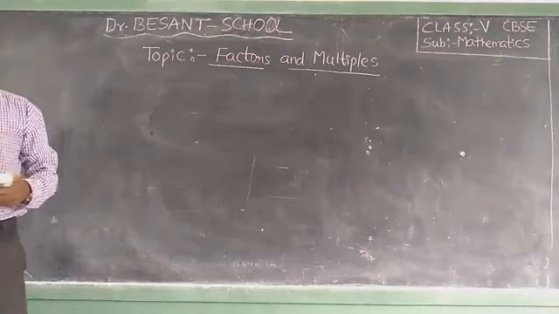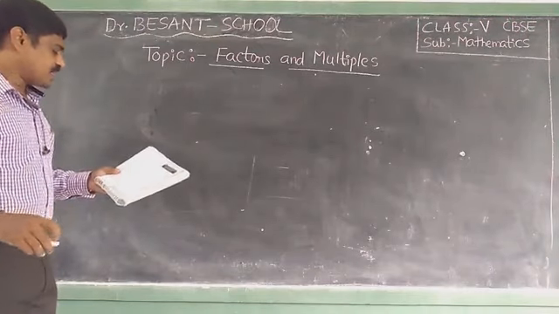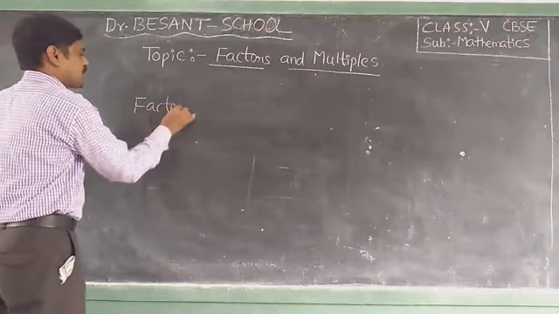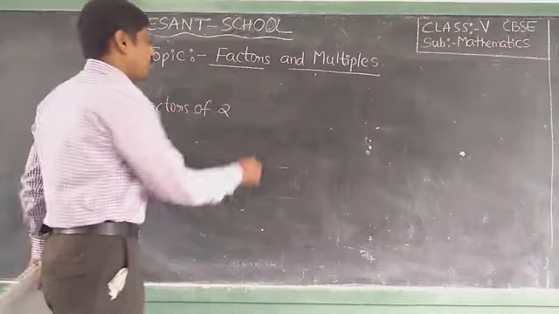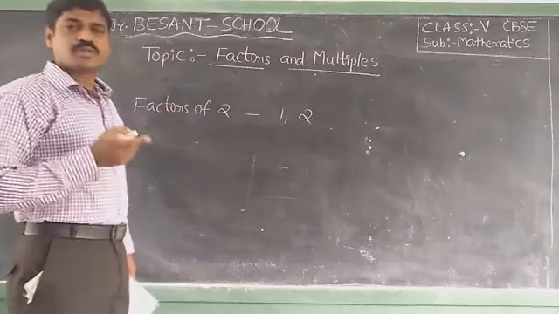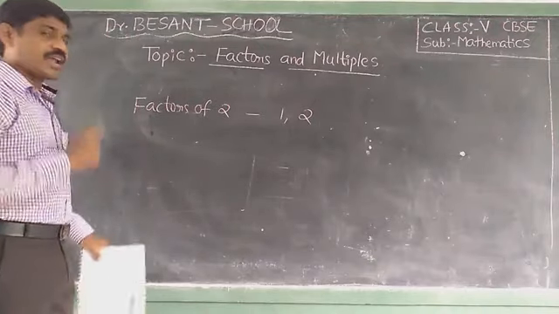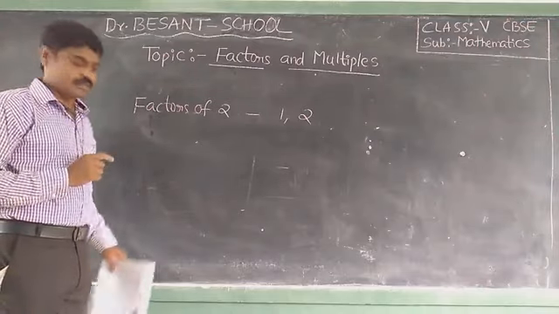See, observe here. I will show everything. First of all, factors of 2. We know that 1 twos are 2. So, 1 is a factor of 2, and 2 is a factor of 2. For any number, 1 and itself are the factors of that number.